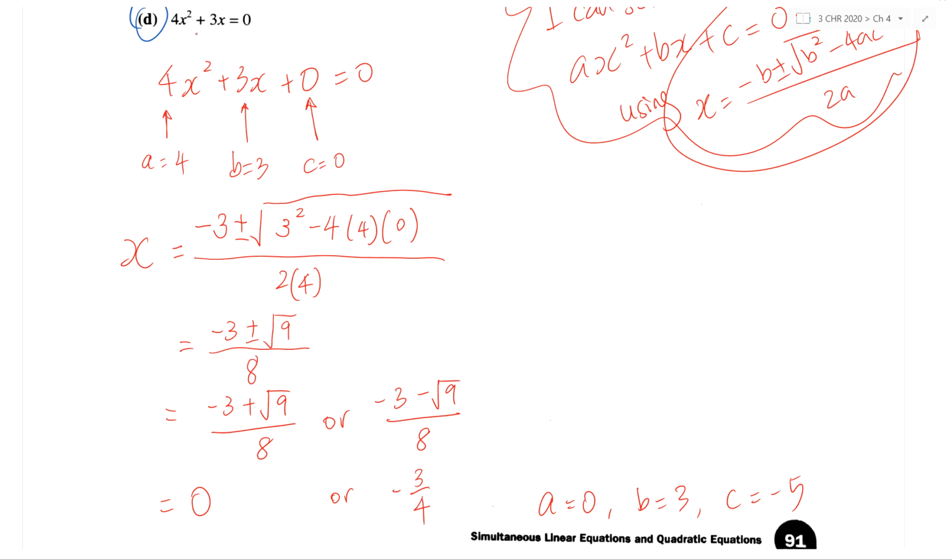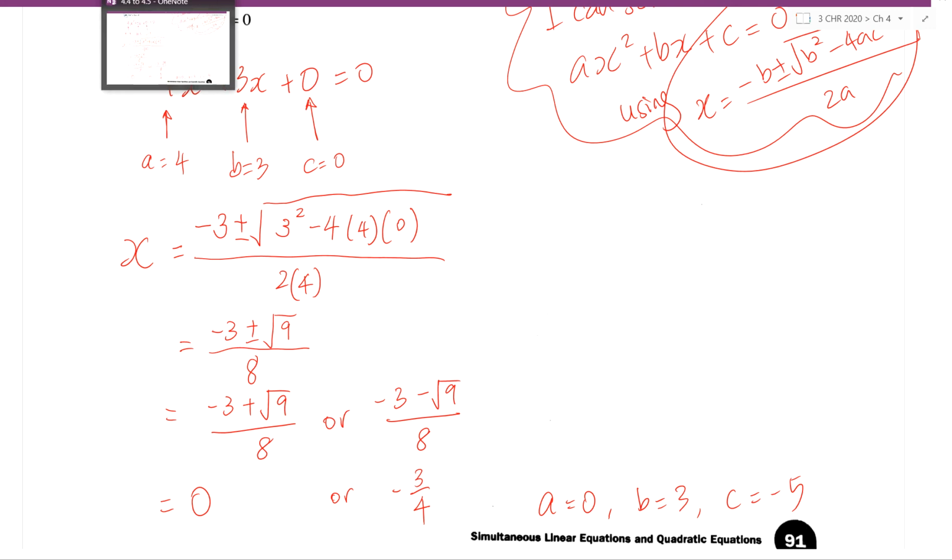If x is equal to 0, if this is correct, when I substitute inside, the left hand side will give me 0. Now 4 times 0 is 0. 0 plus 3 times 0 is still 0. So I guarantee my answer is correct. You can do the same for the next answer. Okay? This was a homework question. Can I have a show of hands how many of you got it correct? Excellent. More than half.